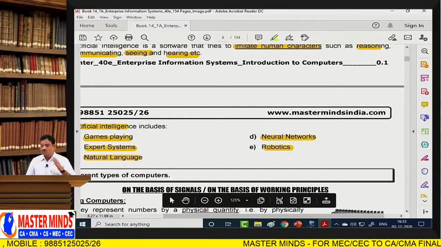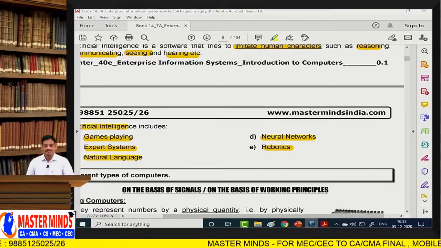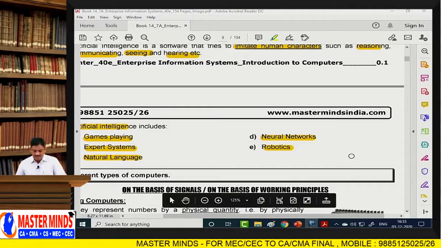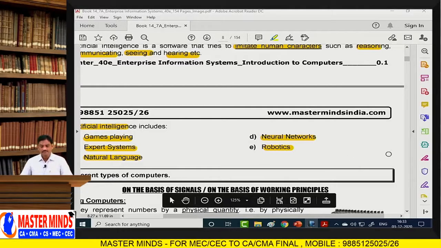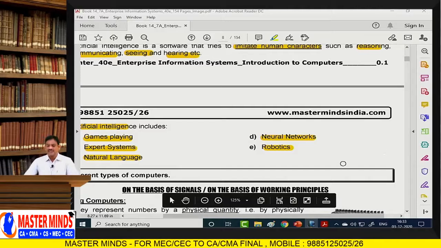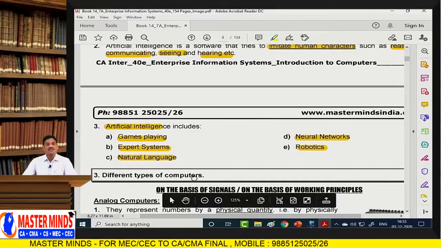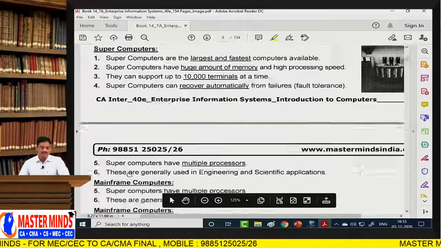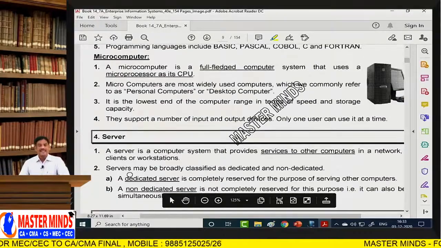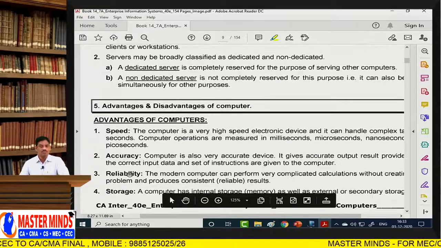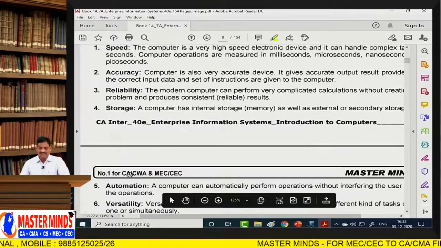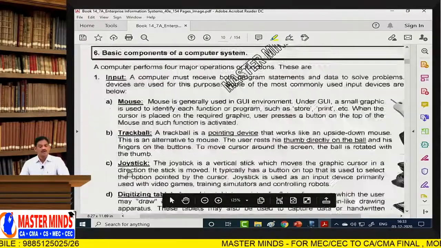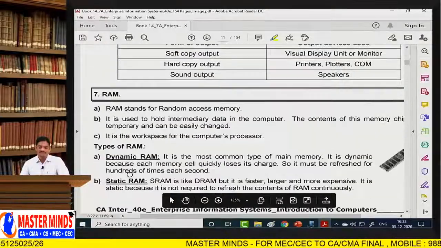Okay. Now move on to the memory concept. I explained question number 1, what is meant by a computer. Question number 2, different generations of computers. Question number 3, different types of computers. Question number 4, that is server. A server is a powerful computer that can process multiple clients at a time. Advantages, disadvantages of computer. Components of a computer, called block diagram of a computer.